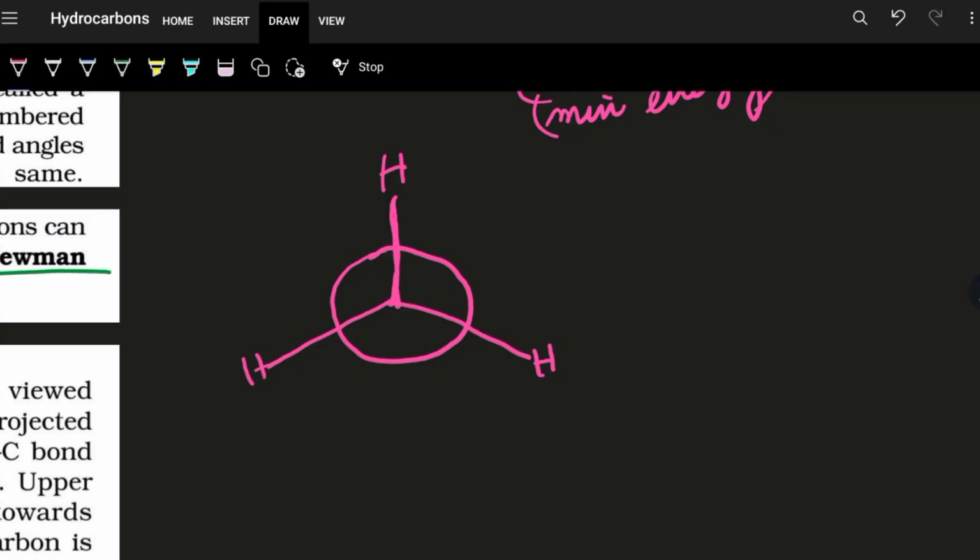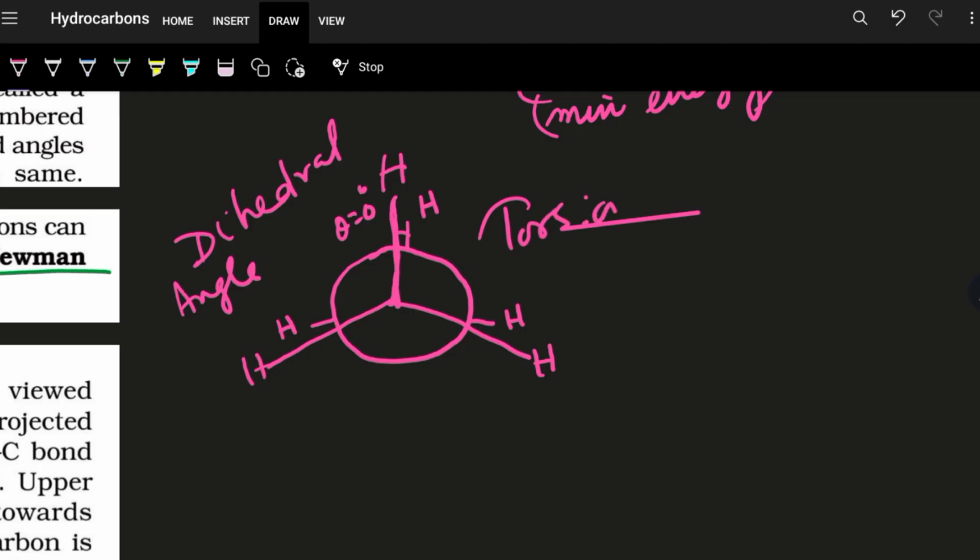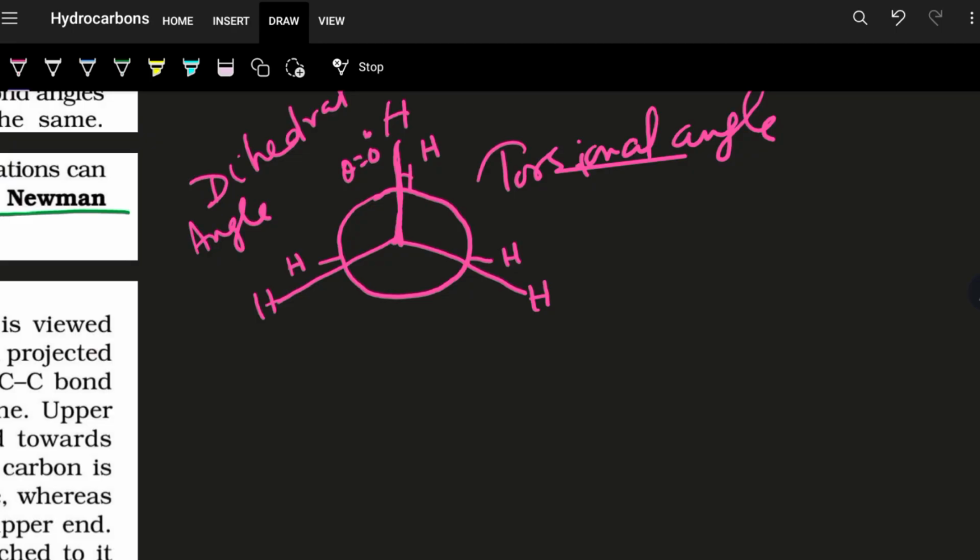Now the carbon behind, C2, again has 3 hydrogens. If it is in the eclipsed position, then each will be one behind the other. If I need to show it by a minimum angle, I show it in this manner, and I will assume that this angle is almost equal to 0 degrees. This angle is known as the dihedral angle or torsional angle. So this is 0 degrees, and the repulsion is maximum. This is your eclipsed form in Newman representation.